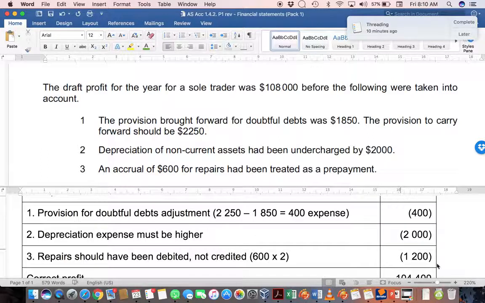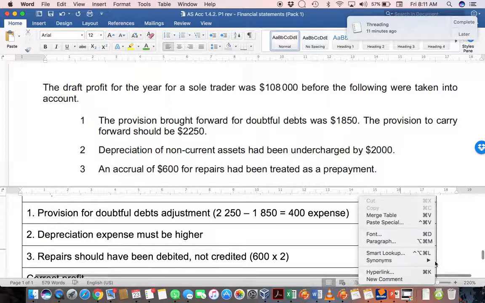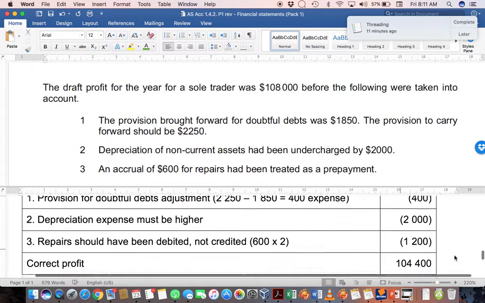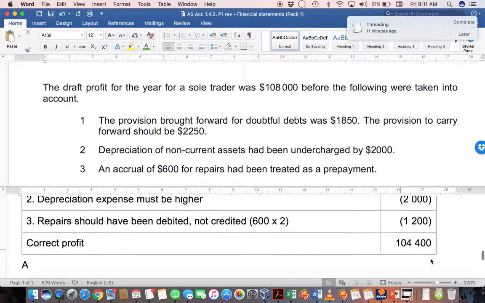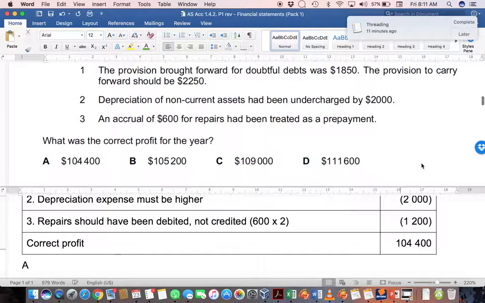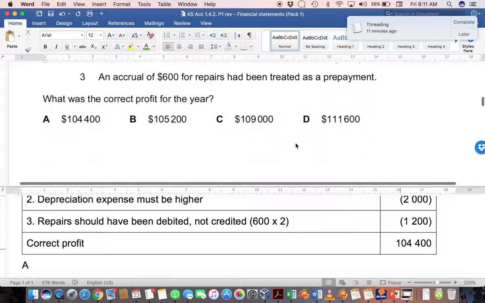So because you need to debit it, you need to subtract it because there's more of an expense than we thought, and we actually need to do it twice. Once to get rid of the income that wasn't an income, and once to create the expense that should have been there. We are then able to see that the correct profit should be 104,400 Rand, or A. So there are the options, and you can clearly see your answer.